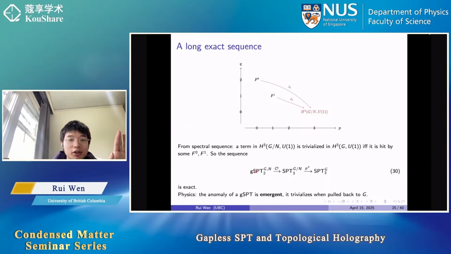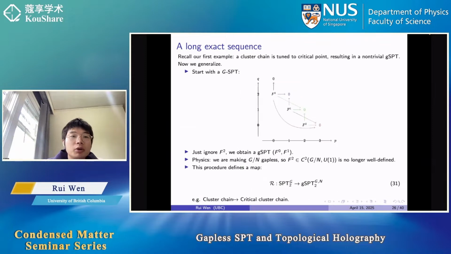Okay, so start with the gapless SPT, we can compute this anomaly. But when the image of this O is the kernel of this P star, it means that the anomaly is always trivialized in G. The physics is that the anomaly of a gapless SPT is emergent. It always trivializes when put back to G, right? Like in the Z4 gSPT example, this emergent Z2 anomaly trivializes in Z4.